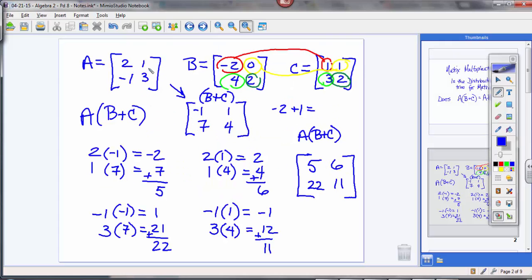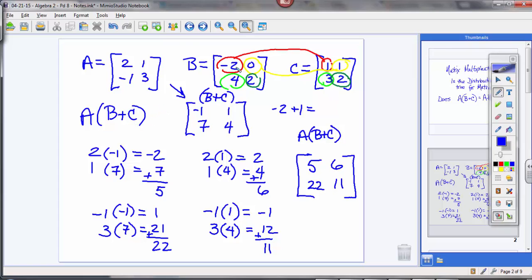Matrix A is 2, 1, negative 1, 3. B is negative 2, 0, 4, 2. And C is 1, 1, 3, 2. We're first going to try A times (B plus C). And what we want to do is add the material that's inside the parentheses. So that's matrix B plus matrix C.